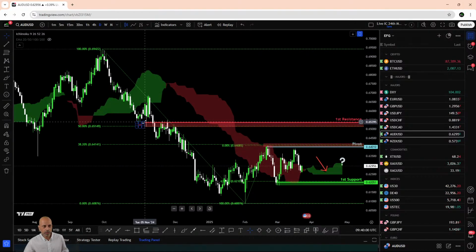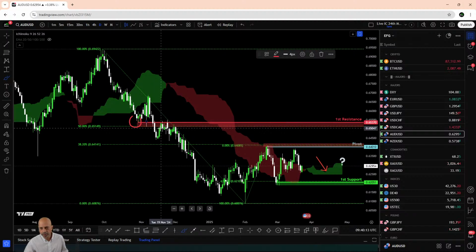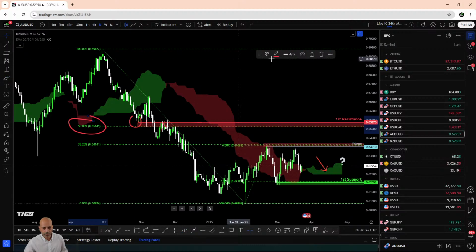Higher up, there's an overlap resistance at 65.37. Previously, this level functioned as support not once but twice at the end of October and in early November. Once price broke underneath this level in mid-November, this level proceeded to function as resistance. So this then creates a nice overlap. So the first resistance at 65.37 is an overlap resistance that's accompanied by a Fibonacci retracement at 50%.